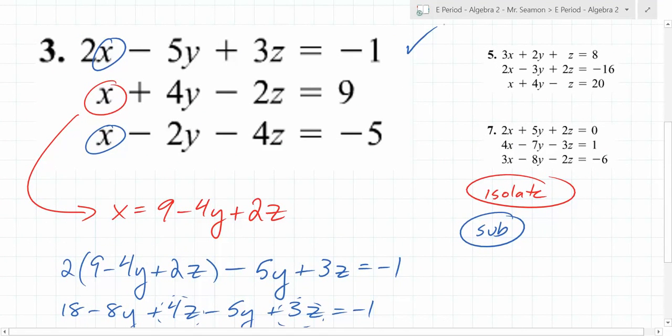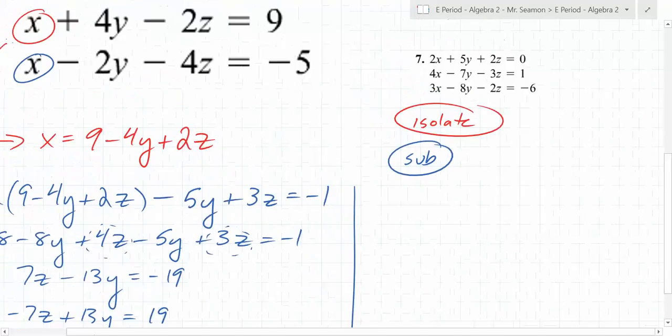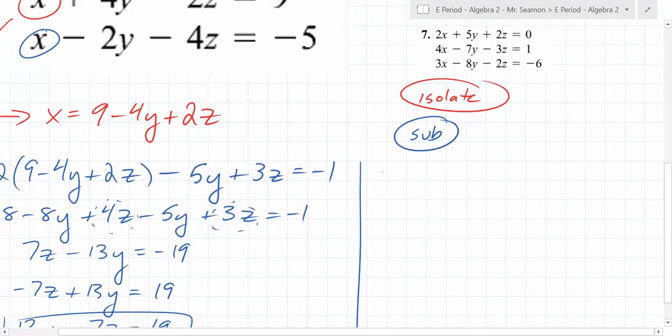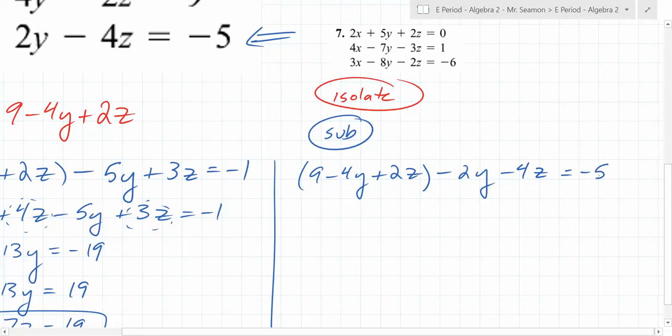Now we need to plug that into the second equation. So let's do it in the second one. What was that second equation? Instead of x, what do we write? 9 minus 4y plus 2z. That's the x. Minus what? We're dealing with this one right now. Minus 2y minus 4z equals what? Negative 5.